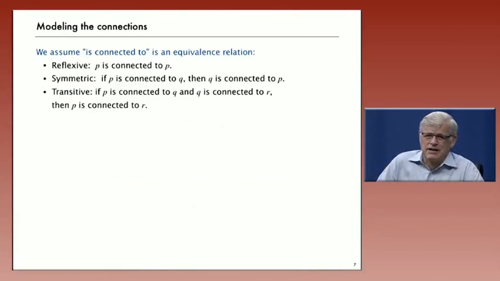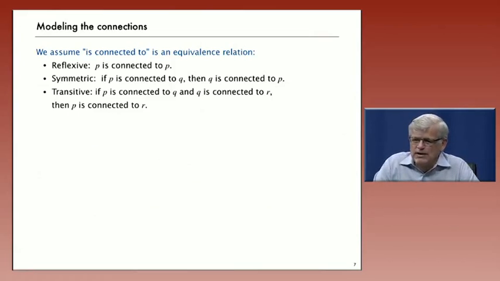Now the connections, well, we need a few abstract properties that these connections have to satisfy, and they're all quite natural and intuitive. So we assume that is connected to is an equivalence relation. That is, every object's connected to itself. It's symmetric. If P is connected to Q, then Q is connected to P. And it's transitive. If P is connected to Q and Q is connected to R, then P is connected to R. Now these properties are very intuitive, but it's worthwhile to state them explicitly and make sure that our algorithms maintain them.